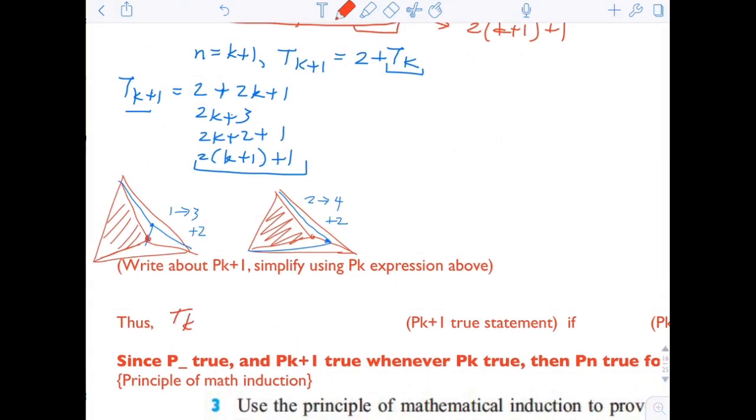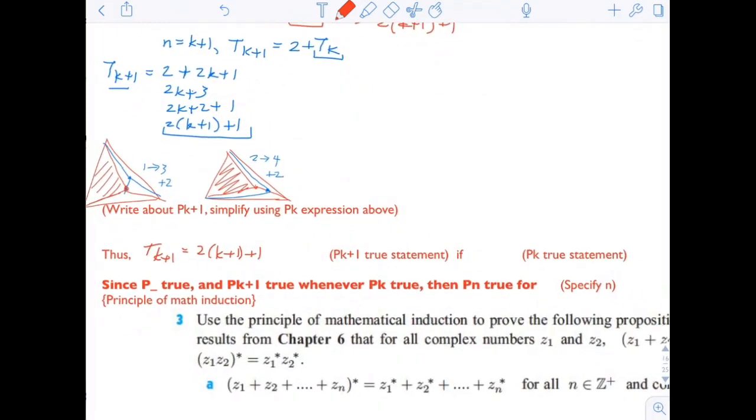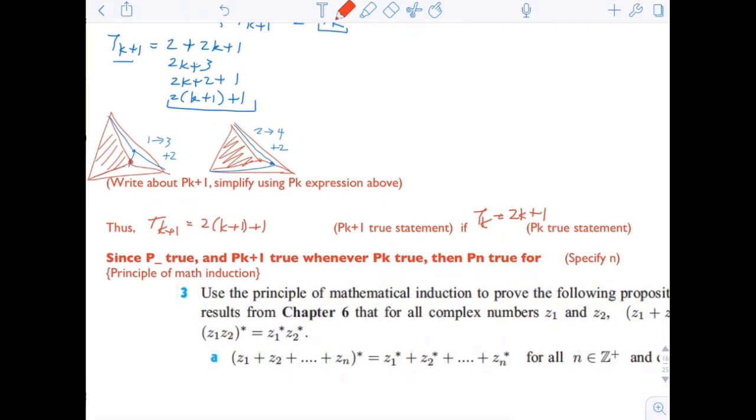Thus, T k plus 1 equals 2 times k plus 1 plus 1 if T of k is equal to 2k plus 1. Since P1 is true and P k plus 1 is true whenever P k is true, then P n is true for n greater than or equal to 1, where n is an integer. Okay, let's go to number 3.